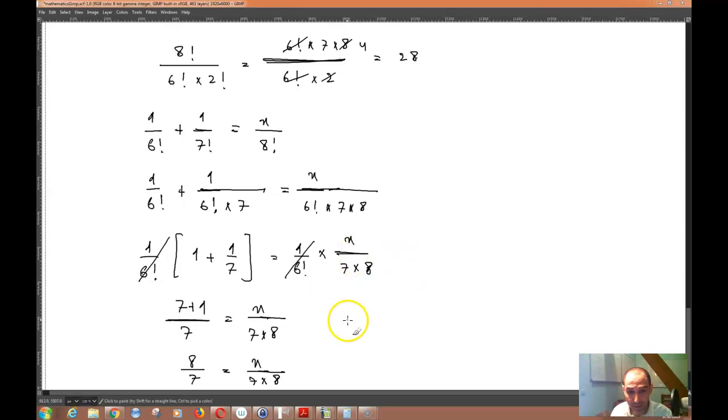You cannot simplify this that way, but what you can do is simplify 7 and 7 in the denominator, and so your x is equal to 8 times 8, which is equal to 64. So number 4 is 64. Number 5, we want to evaluate some expression.